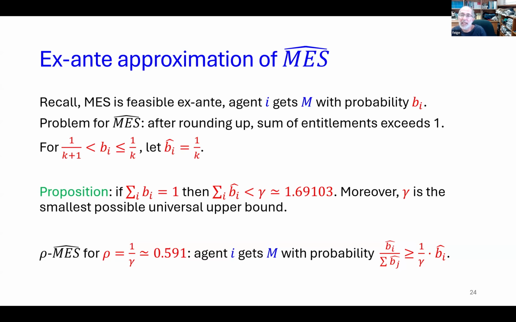So by how much can it exceed 1? You can prove that there's a certain constant gamma such that it can exceed 1 at most by a ratio of gamma, which is around 1.69. What might happen is that one agent had entitlement half plus epsilon, and this was rounded up to 1, and another had entitlement 1/3 plus epsilon, this was rounded up to half, and so on.